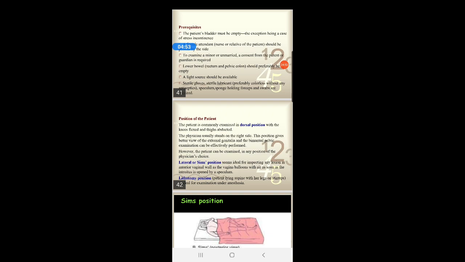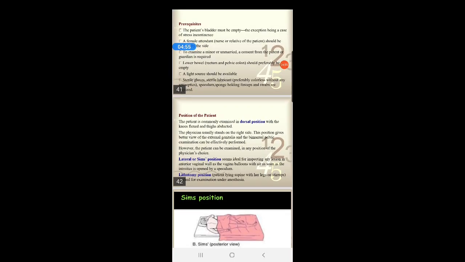Sterile lubricant, preferably colorless without any antiseptics. Lubricant helps in performing the digital examination, so the patient will not get the pain. To reduce the pain, we use sterile lubricants.